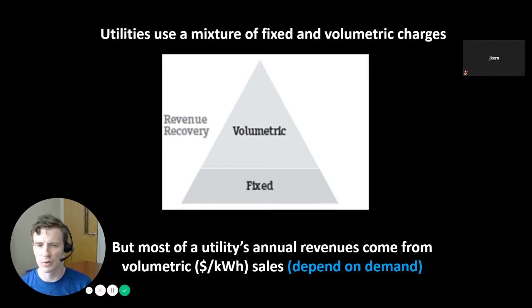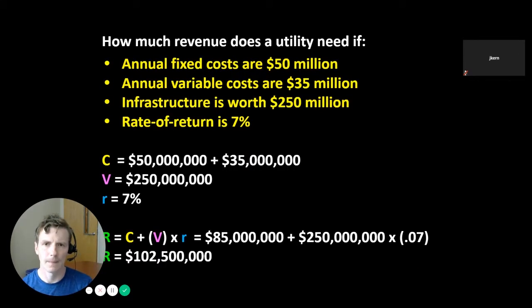In this case, most of the money that a utility makes comes from the volumetric sale of electricity as opposed to those fixed connection fees. So in other words, what we're saying is that most of a utility's annual revenues come from the volumetric sales, which depend on demand. So the more demand a utility has, the more revenues it makes. And the less demand it has, the less revenues they experience.